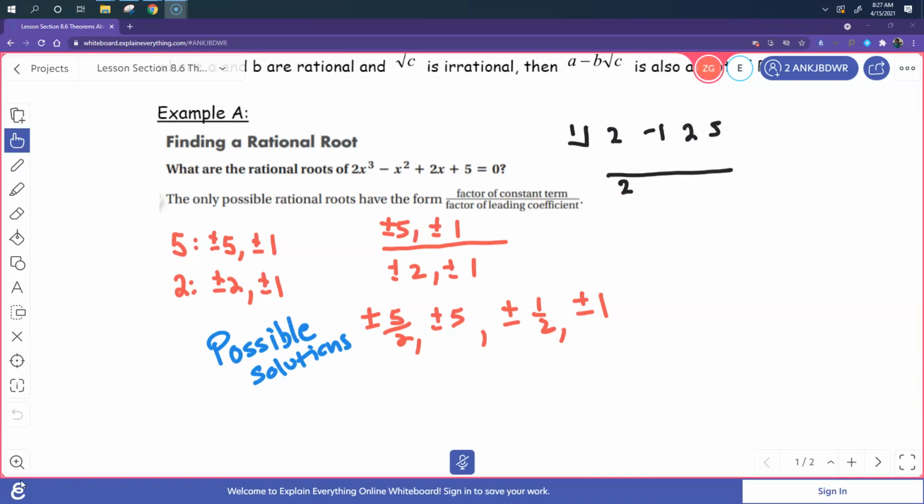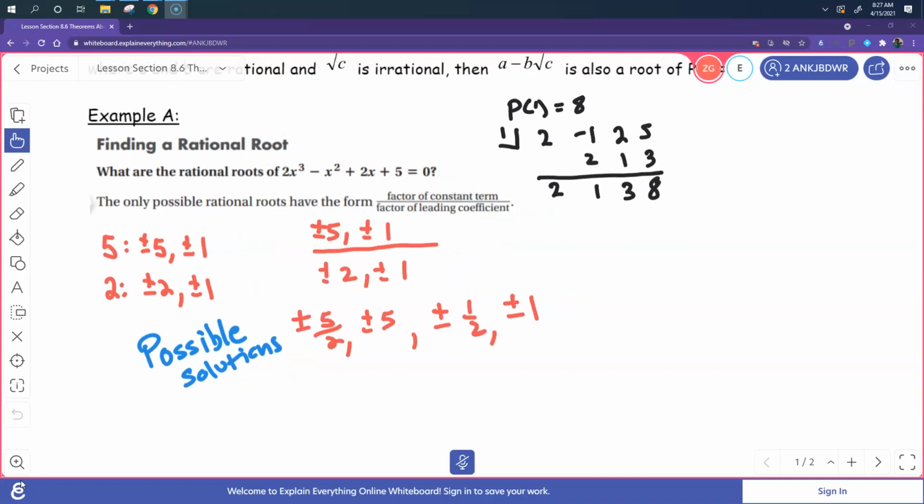So you have 2, 1 times 2 is 2, negative 1 plus 2 is 1, 1 times 1 is 1, 2 plus 1 is 3. That's not going to be it, because the remainder is 8. So we know that P of 1 equals 8. That's not going to work. So let's try negative 1. And what I'm going to do is I'm going to go ahead and move it just a little bit to the left. Okay. So let's try negative 1. Just remember, negative 1 is also a possible answer.